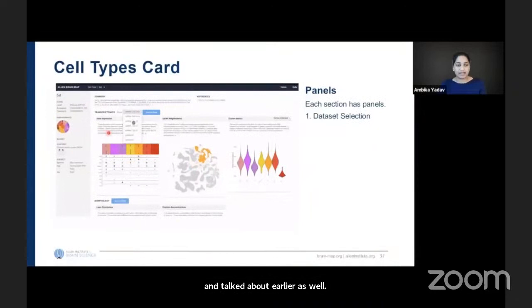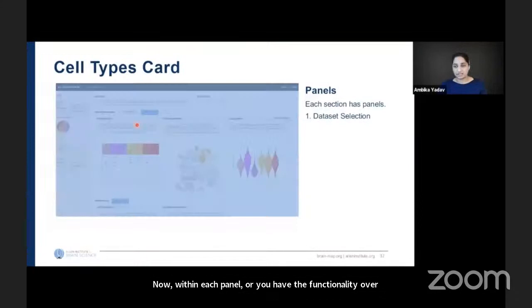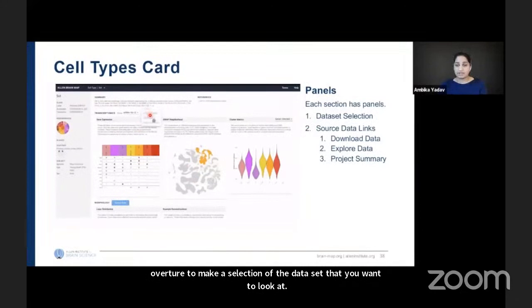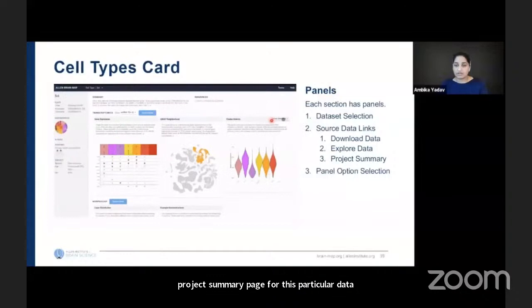Now, within each panel, you have the functionality over here to make a selection of the data set that you want to look at. Or you have the functionality of looking at various source data links. So you can download the data, explore the data, or navigate to the project summary page for this particular data. There's also a panel option selection over here where for specific panels, for example, cluster matrix over here, you can look at the genes detected or the UMI count.